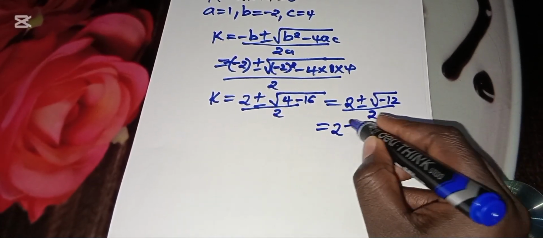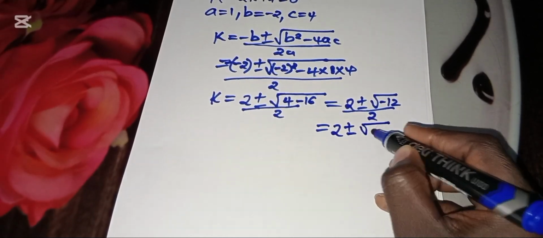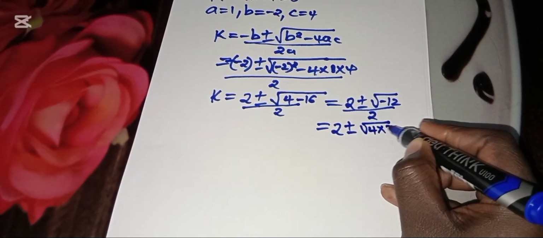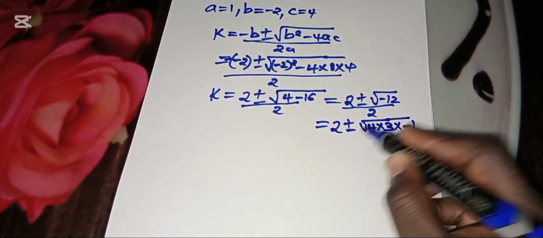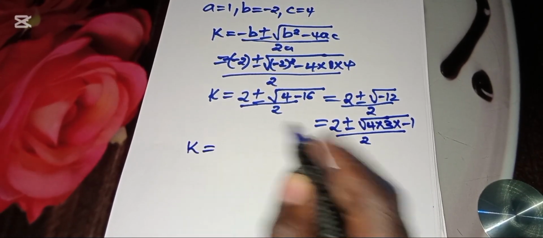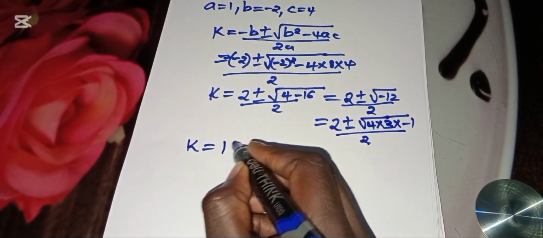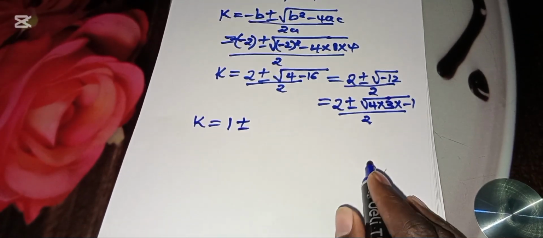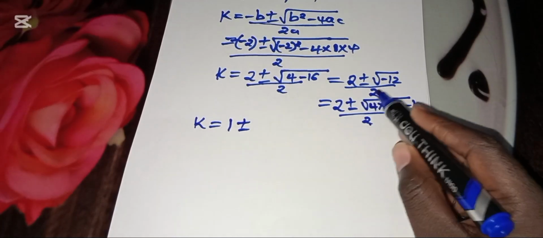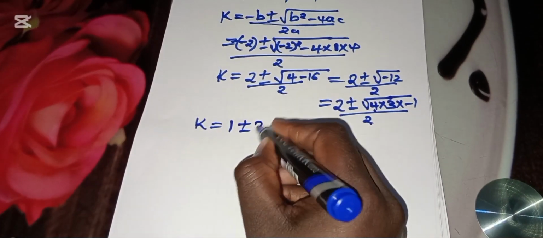So that now we're going to have 2 plus or minus, now we can express -12 as 4 times 3 times -1, divide everything by 2. So that now we're going to have k, this is divided by 2, which is actually 1, plus or minus. Now as you can see, the square root, you can get the square root of 4, which is 2.